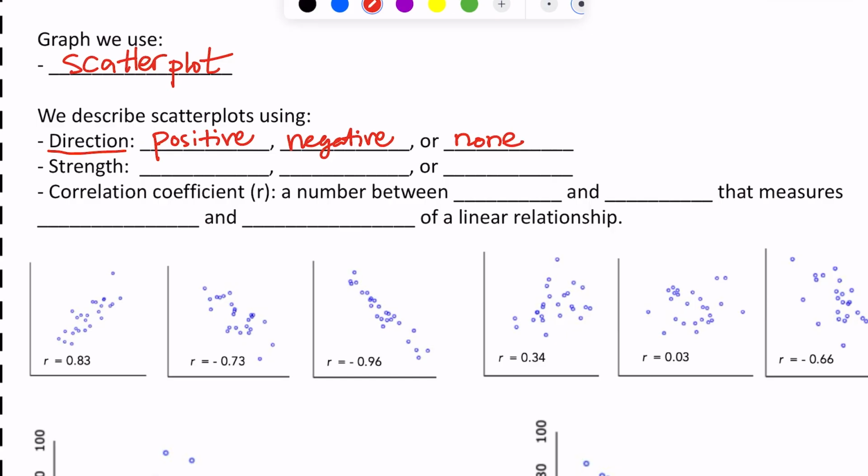And we learned about the strength of scatter plots, whether it's weak, moderate, or strong. And the final thing we started to learn about last class was about the correlation coefficient, R. That's what that formative activity was all about. The correlation coefficient R is a number between -1 and +1 that measures both the strength and direction of the scatter plot.